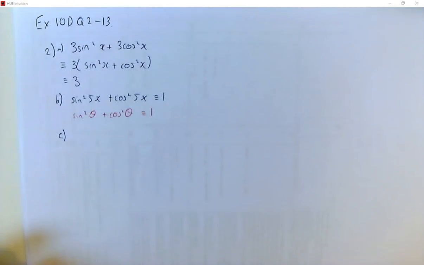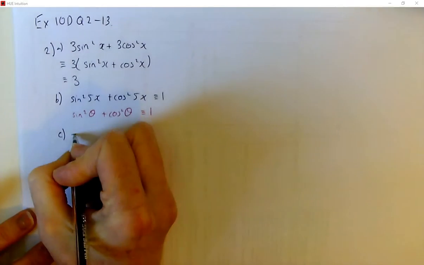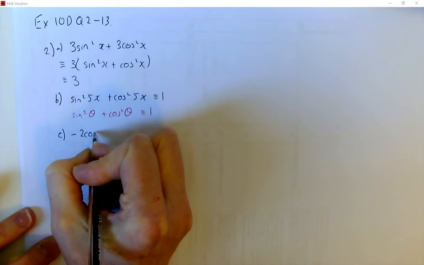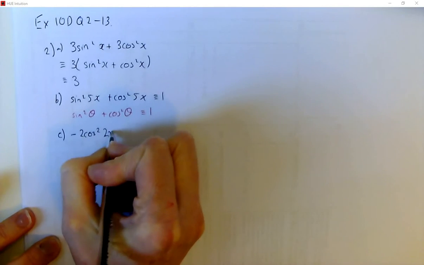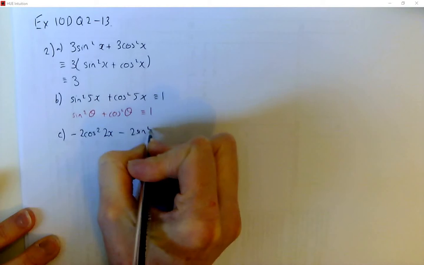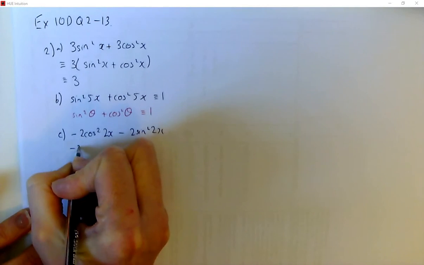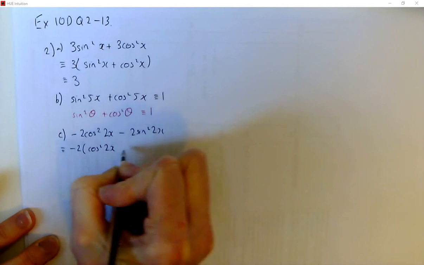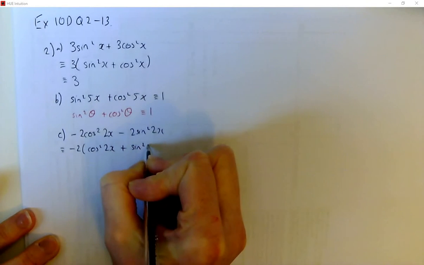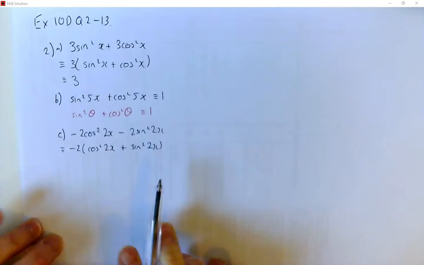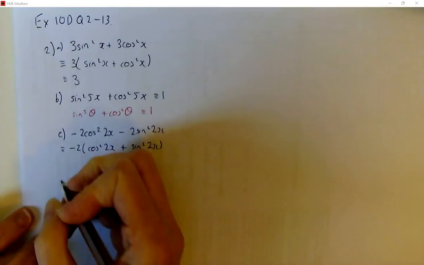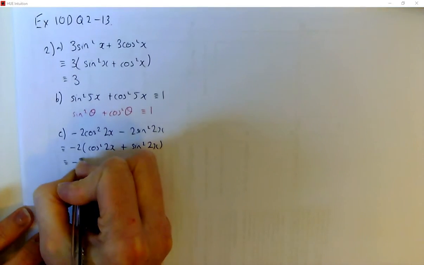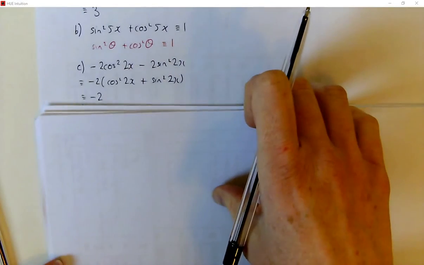Right, so the next one we've got minus 2 cos squared 2x minus 2 sine squared 2x. So again, we've got a common factor of negative 2. And again it's just like theta is 2x, so we've got negative 2 times 1, which is negative 2. Right, let's look at D.